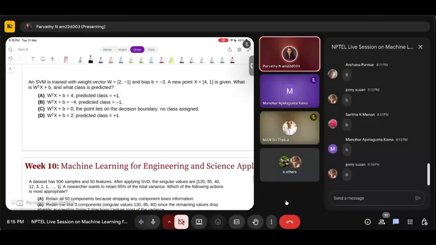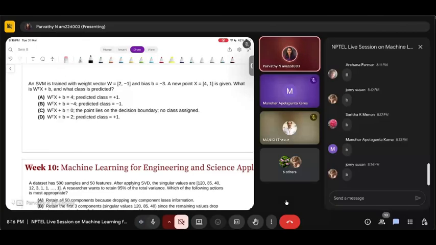An SVM is trained with weight vector W equal to (2, -1) and bias equal to -3. A new point x equal to (4, 1) is given. What is W transpose x plus b and what class is predicted?